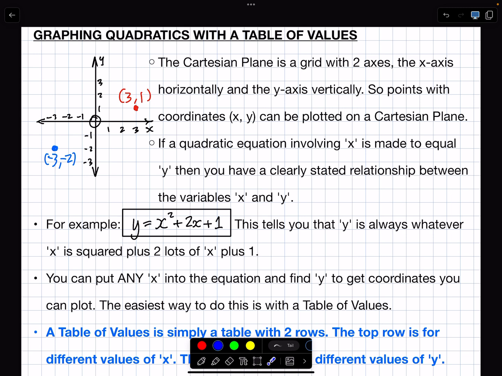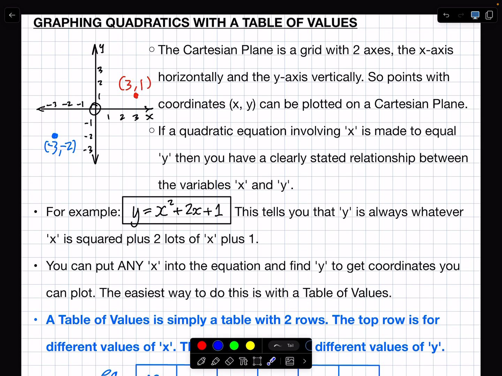Just a reminder, you only need to get the blue stuff down. I'm cutting down all the notes. This black stuff is to help me teach it to you. You can put any x into the equation and find y to get coordinates that you can plot.